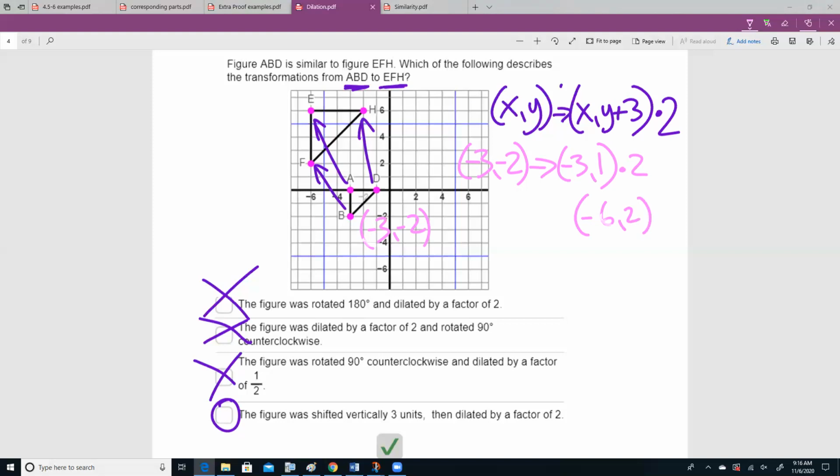Now, if we look at F, where is it? Oh, it's at -6, 2. That's fantastic. So we know that this figure was indeed vertically shifted up 3 units and dilated by a scale factor of 2. Remember, whenever you have a scale factor, all you're going to end up doing is taking your points and multiplying by that scale factor.